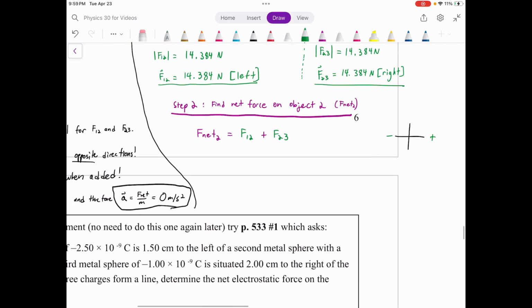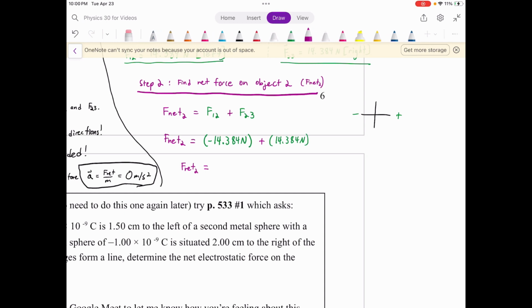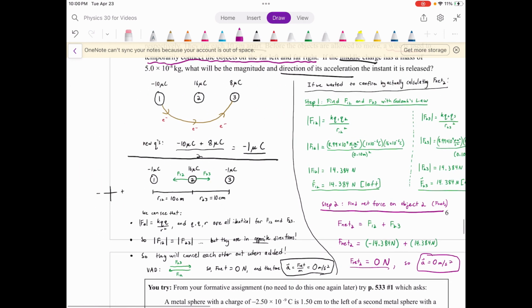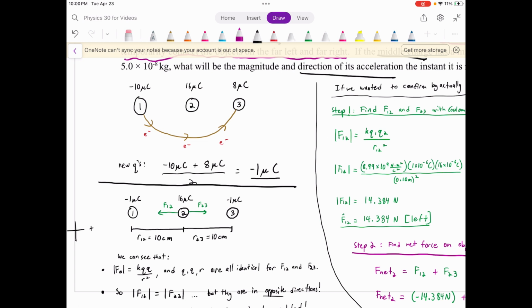So here we go. Sure enough, right? Negative 14.384 plus positive 14.384 is 0 newtons. So the acceleration will also be 0. If the net force acting on an object is 0 newtons, then its acceleration will be 0 meters per second squared. Okay, now again, I don't want you thinking that means every single object has a net force of 0 on it in this system. That's not true, right? Object 2 does, but object 1, think about it.